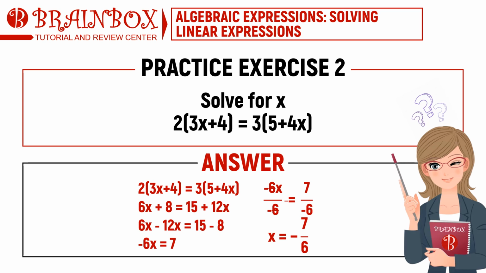We transpose 12x to the left side, flipping the sign as we do so, and then 8 gets transposed to the right side. Combining like terms on either side of the equation, we get -6x equals 7. Finally, dividing both sides by -6 leaves us with just x on the left side, and -7/6 on the right. Having done so, we have successfully found x. X equals -7/6.